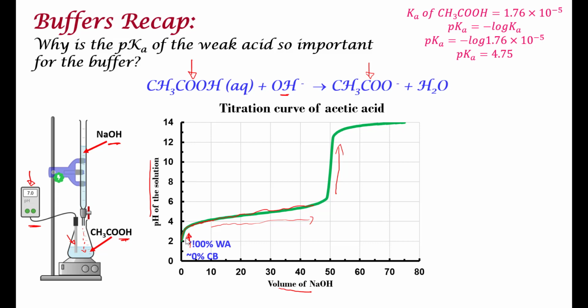So what is happening over there? As we keep adding more and more NaOH, our pH is getting closer and closer to the pKa of the weak acid. The weak acid in this case is acetic acid, and you can see that the pKa for that weak acid is 4.75.